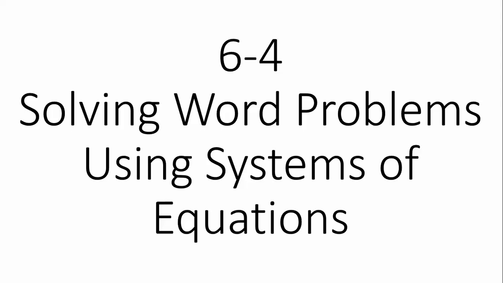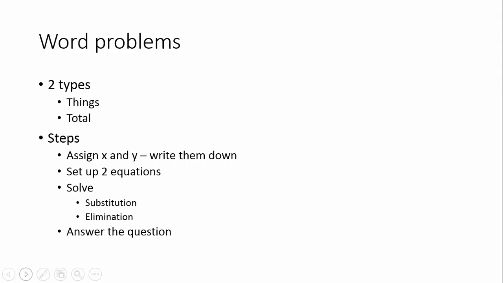Section 6.4 is titled Solving Word Problems Using Systems of Equations. What's nice about this section is once you've figured out how to set up the word problem, then it's simple because you know how to solve a system of equations. So there are two types we're going to look at. Two types of word problems are going to be things and total, but the steps are the same.